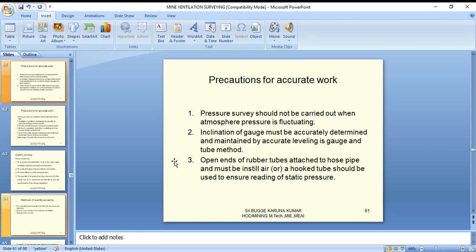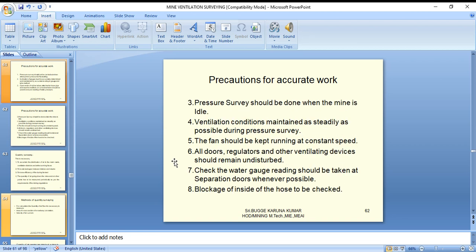Inclination of the gauge must be accurately determined and maintained by an accurate level in the gauge and tube method. Open-end rubber tubes attached to the hose pipes must be installed. Hook tubes should be used to ensure reading of the static pressure. Precautions for accurate work: pressure survey should be done when the mine is idle. Ventilation conditions should be maintained as steady as possible during pressure surveying. The fan should be kept running at a constant speed.